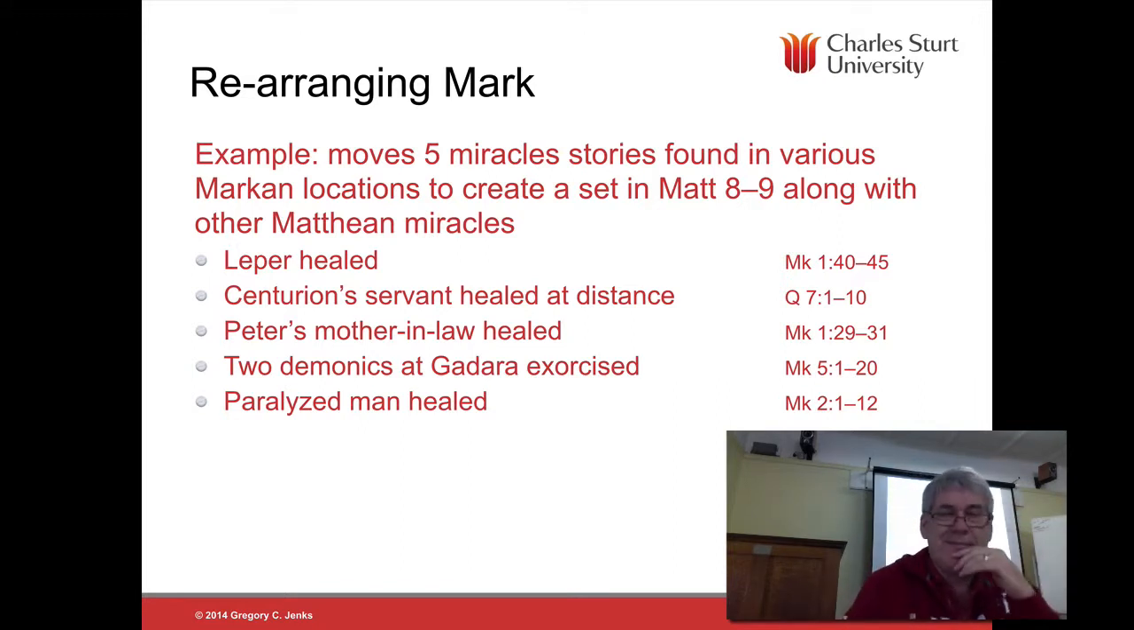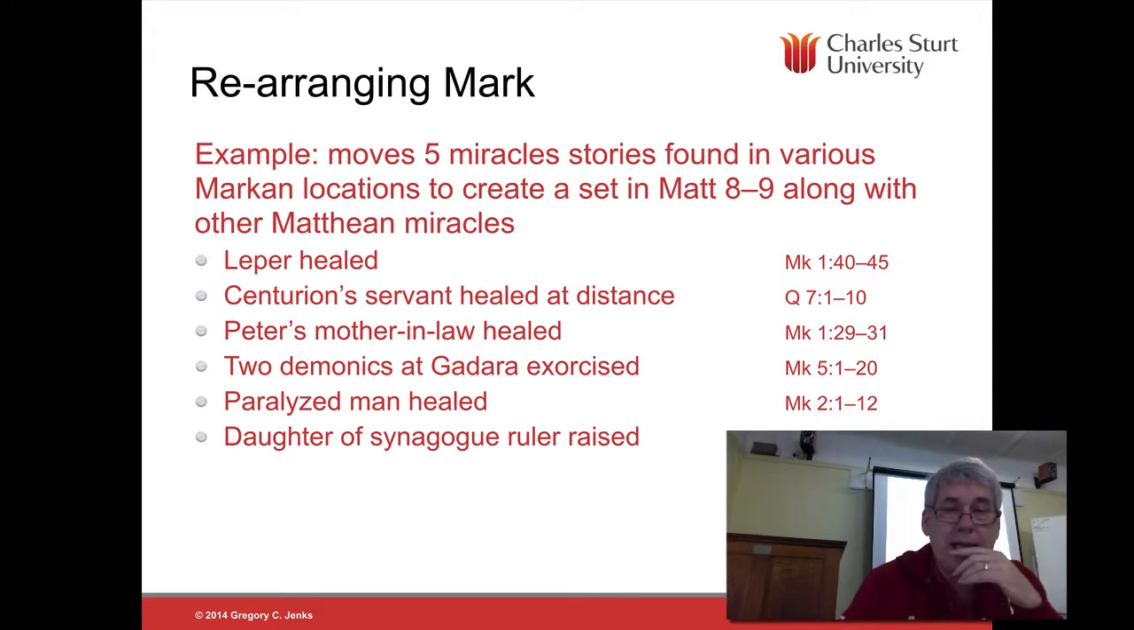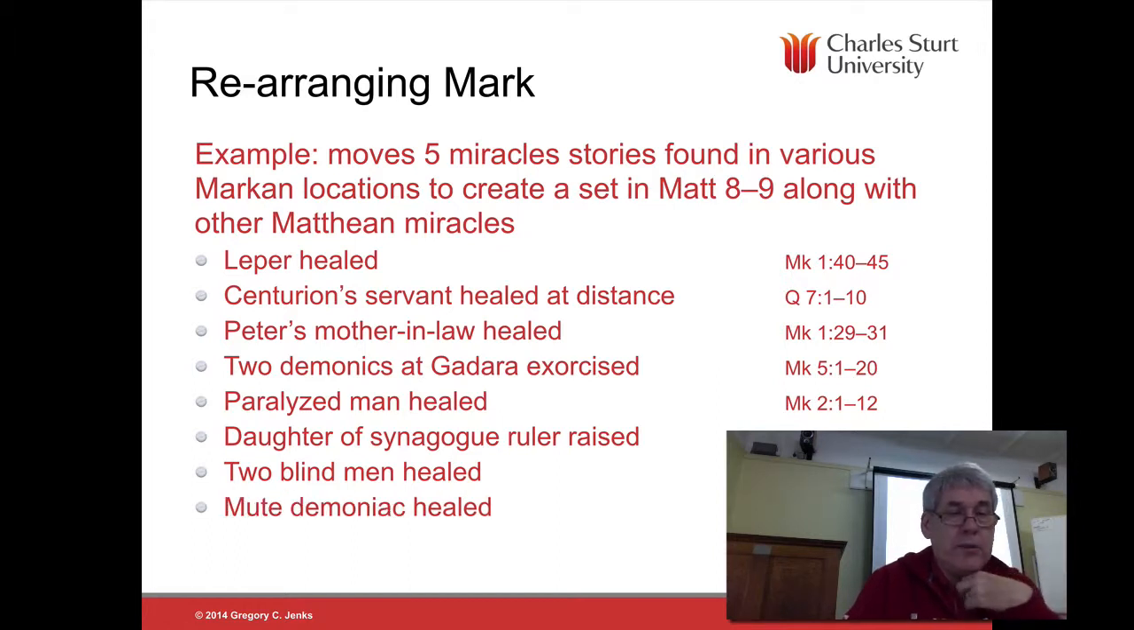The daughter of the synagogue leader being raised, which includes the episode in the middle with the healing of the woman with the long-term hemorrhage. The healing of 2 blind men, unique to Matthew, and the healing of a demoniac who's also mute or speechless. That's another story unique to Matthew. So the point is that stories from different parts of Mark, chapter 1, chapter 5, chapter 2, have been gathered together by Matthew, rearranged into a larger set of stories about Jesus doing amazing stuff in chapters 8 and 9. Yeah, Karen.